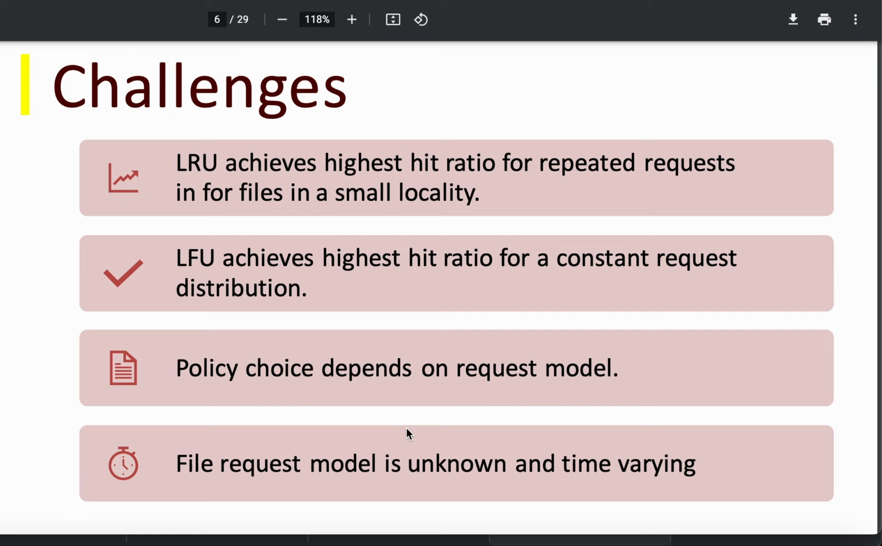LFU has the highest hit ratio for a constant request distribution. By that I mean, let's say file A is always the most popular, file B is the second most popular, file C is the third most popular, and this request distribution is going to stay constant throughout. Another thing we can see here is that the policy we need to choose depends on the request model, and the request model can be changing over time. A movie that's famous today is not going to be famous tomorrow, and there are so many things we can think of.